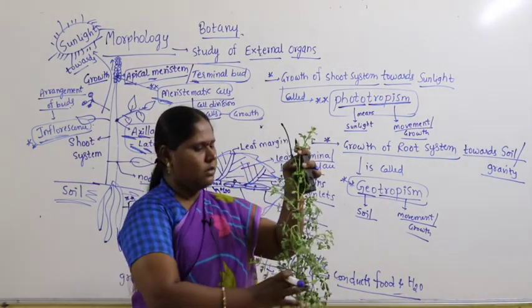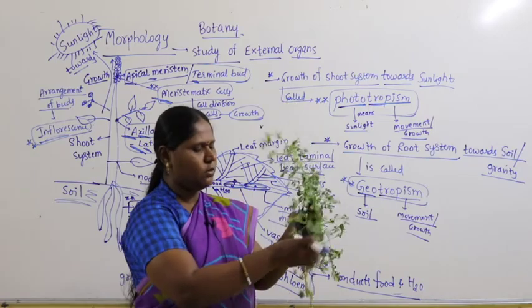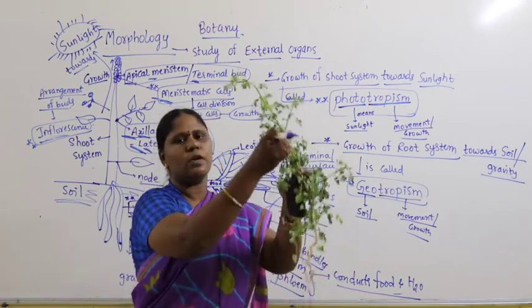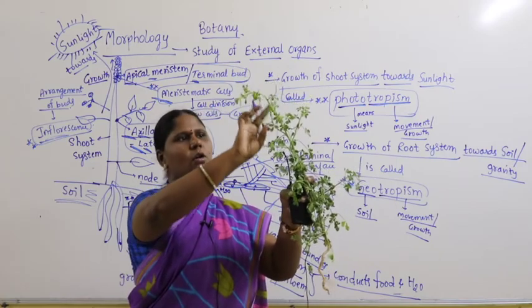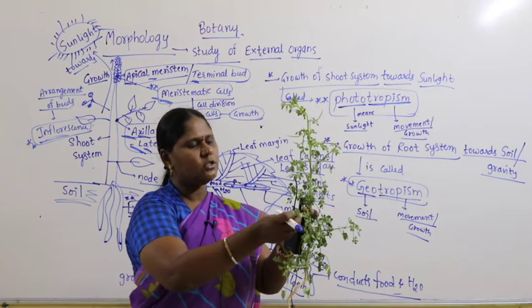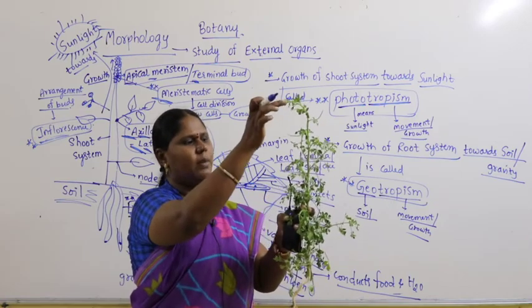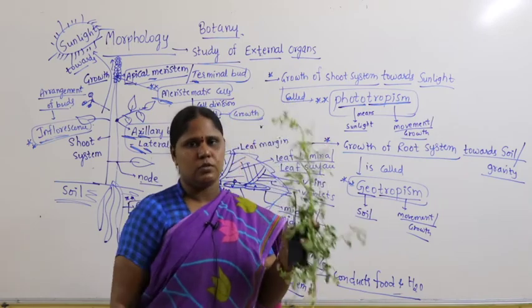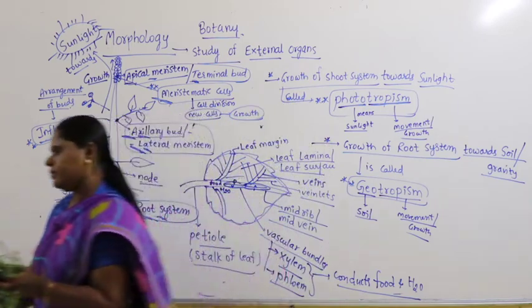Inflorescence, right. Here you can see the root is growing towards the soil, it is called geotropism. The stem is growing towards the sunlight, called phototropism. You can see the arrangement of leaves, branches, nodes, apical bud, lateral bud, and what you can find here are nothing but nodes. Right.